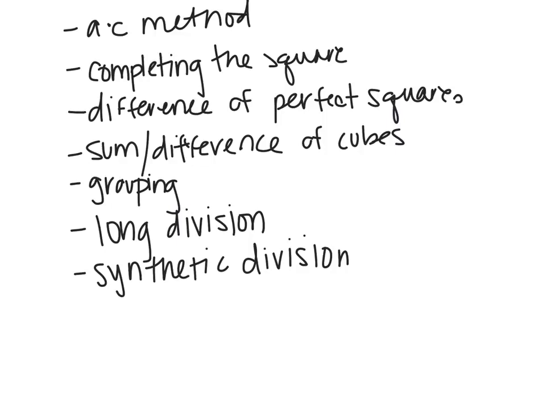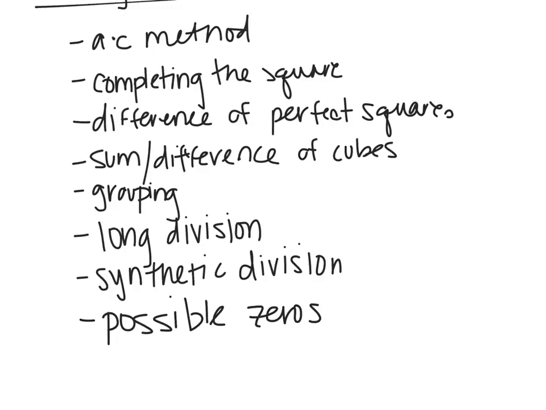We can find our possible zeros. That's what we did at 8.1, where we found all the possible zeros and then figured out which ones actually were zeros. Okay, so we can find our possible rational zeros. Fractional. Yes, because rationals are fractional.